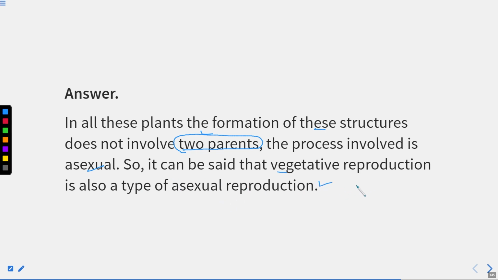Okay, so first point you have to remember, only one parent, means uniparental. And second, you can say through vegetative propagation, genetically identical offspring are formed. Okay, this is also a feature of what? Asexual reproduction.